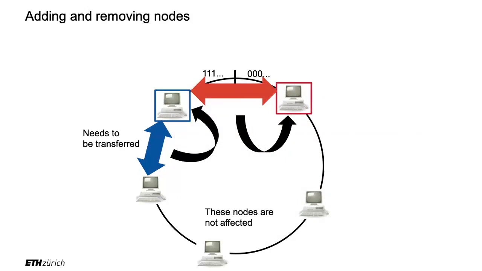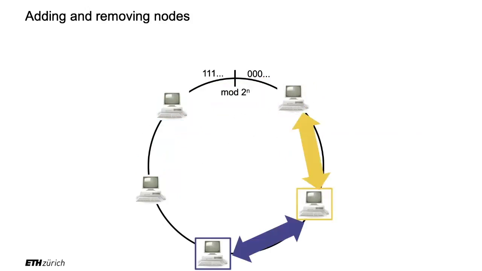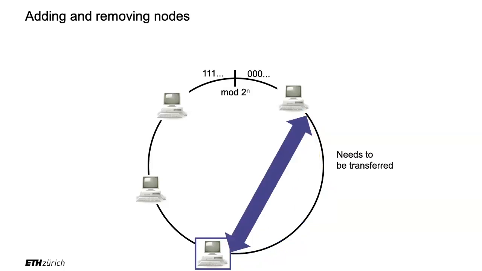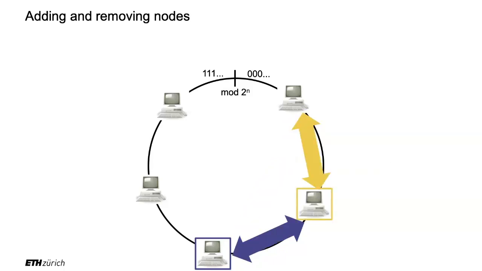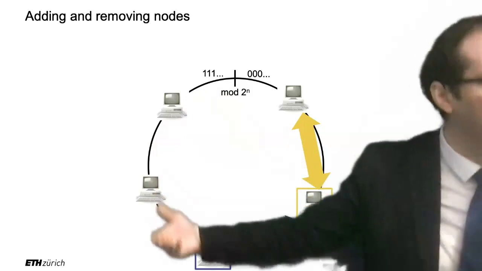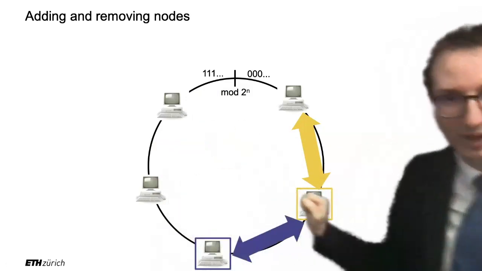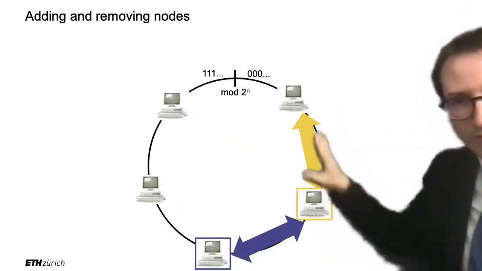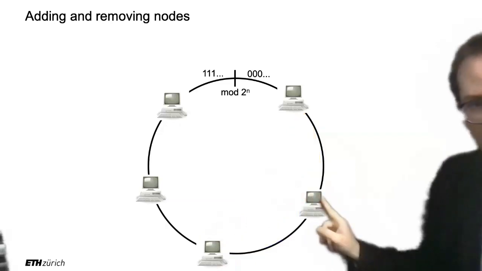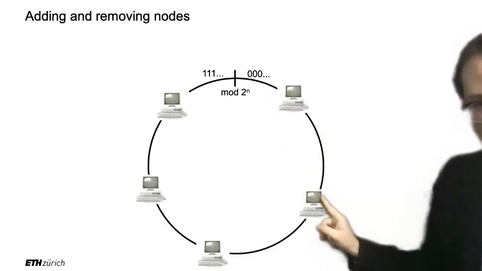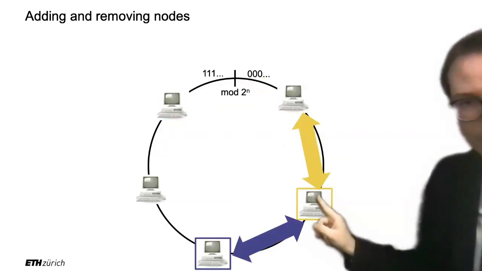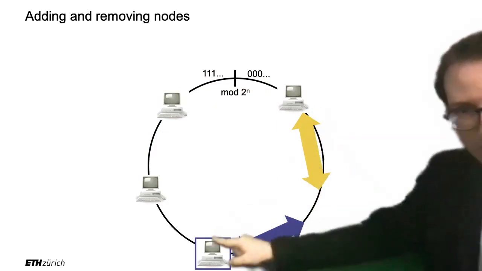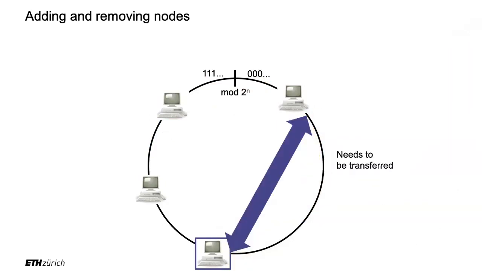Now, if you remove a node, these nodes are not affected. If something goes away, then you have to transfer back. Let's assume it's not a crash. It elegantly leaves and politely warns that it's about to leave. Then this node is going to transfer these key values to that one before it leaves. This is transferred here. But as you can imagine, that doesn't work if it's a crash, because you don't get any notice and you lose the data.